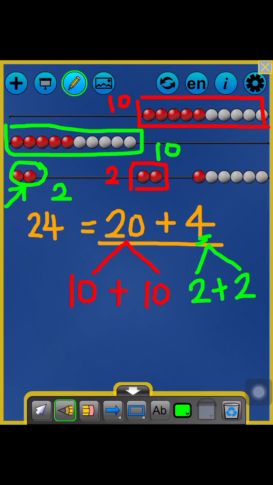Okay, now let's count how many beads are on each side. Each side we have 10 plus 2 beads. That means equals 12. There are 12 beads on each side, so the half of 24 equals 12.